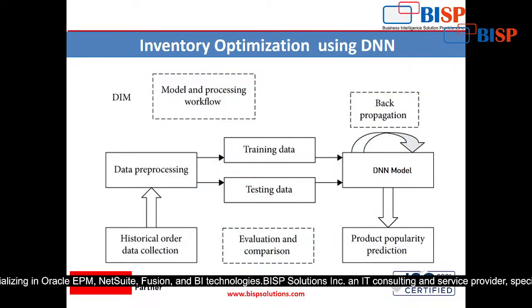Now see here, inventory optimization using DNN, deep neural network. How will a deep neural network do this? Model and process workflow: first of all, historical order data collection, then data pre-processing, then training and testing, then the DNN model. In this DNN model, it will run the epochs, whatever we were doing for the last few sessions. Back propagation means repeating the same process, then product popularity prediction, and evaluation and comparison. This is how the complete process works.